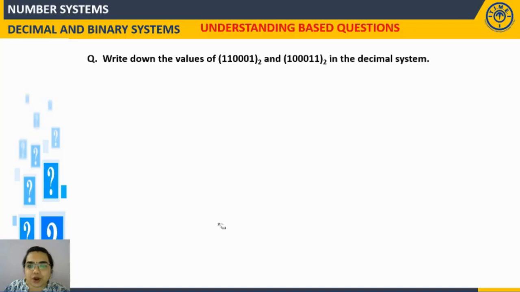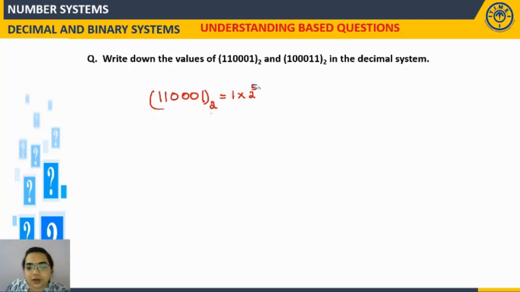Write down the values of 110001 to the base 2 and 100011 to the base 2 in the decimal system. Okay, so what do we have? 110001 to the base 2. You need to write it in the decimal system. Right, how are you going to do it? Look at the number of digits, like 1 2 3 4 5 6. So now when you begin with the first digit, multiply it by 2, because this is binary, to the power of number of digits minus 1.